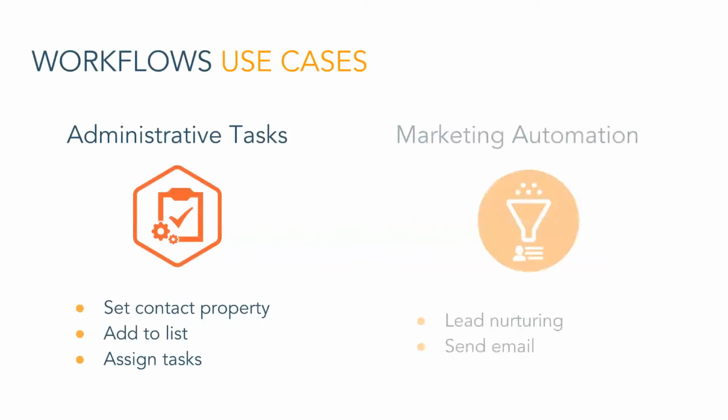The second side is marketing automation. And this typically means lead nurturing or sending email. Okay, so what is lead nurturing? Lead nurturing is the practice of engaging and building relationships with your contacts via automated touches with the end goal of closing more customers faster. So if you think about your own business, what could you automate today on either side of this, administrative tasks or marketing automation? For me, I'm going to take a look closer now at lead nurturing.